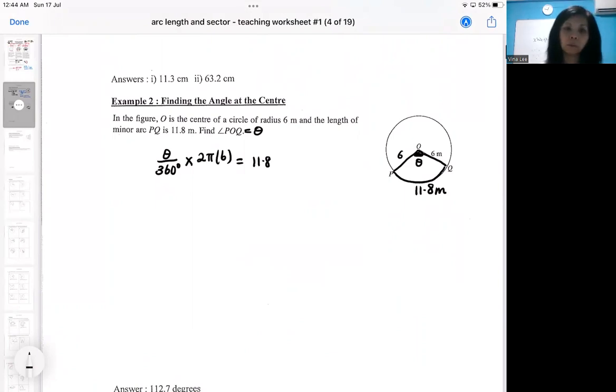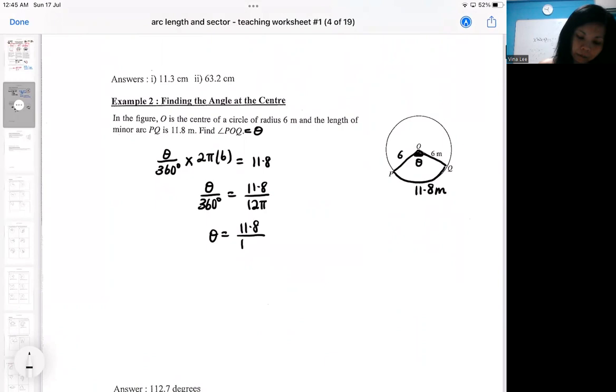From here you work carefully. I can do something like this: 11.8 divided by 12 pi, and then I multiply by 360. So give it a try. It's just playing around with the equation. In this case, you will get this.